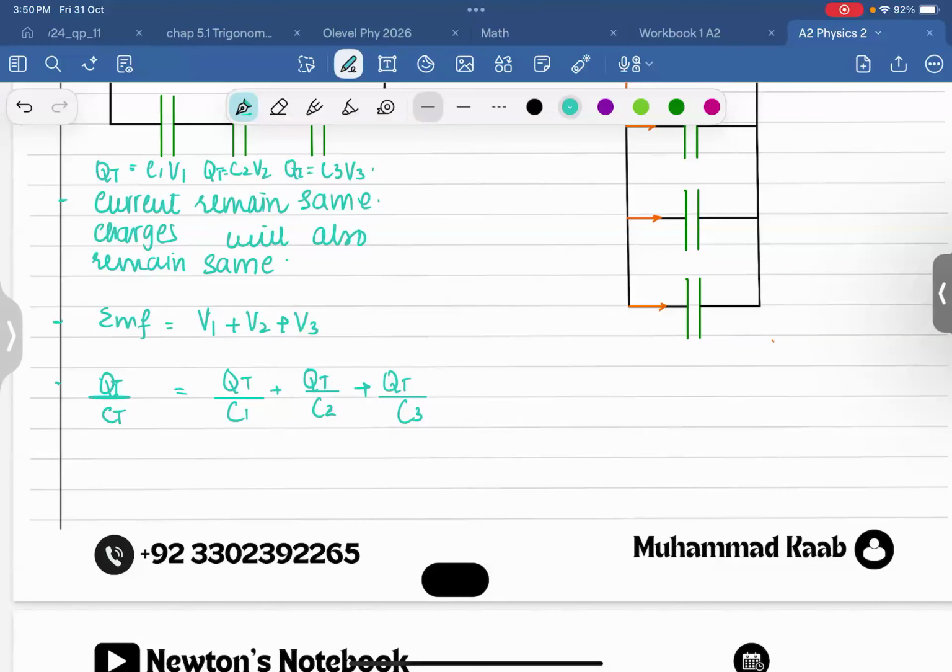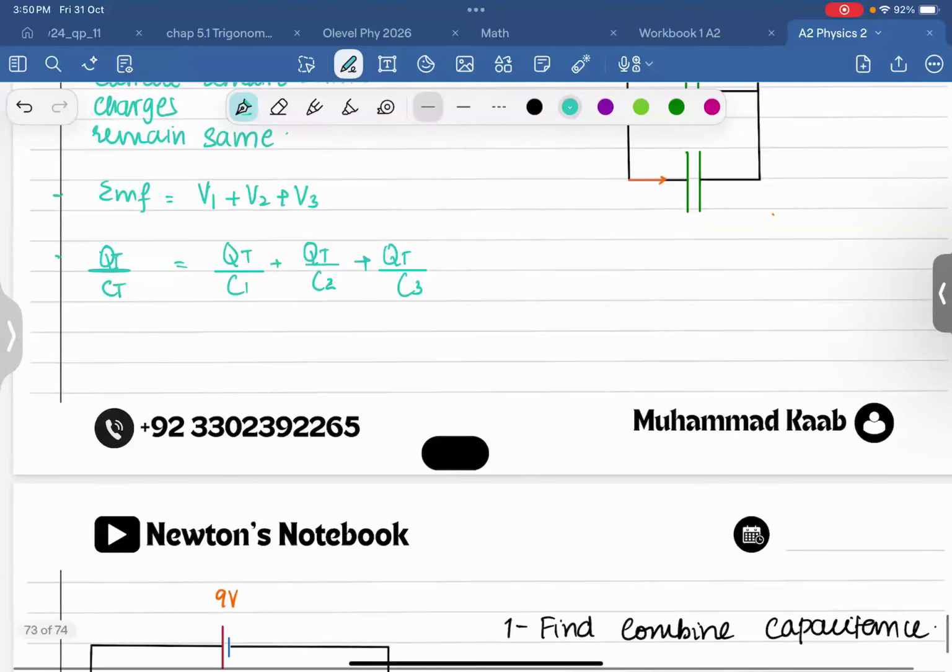Okay, now you can cancel all the Q's out, so you'll be left with 1 over C total should be equal to 1 over C1 plus 1 over C2 plus 1 over C3. Okay, so this is the concept of the capacitor in series.